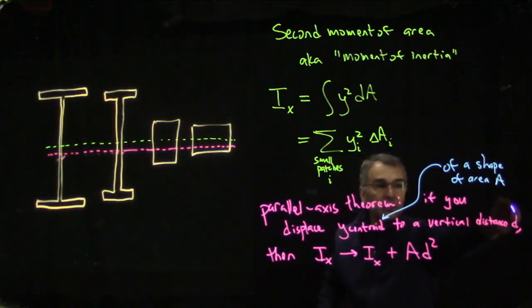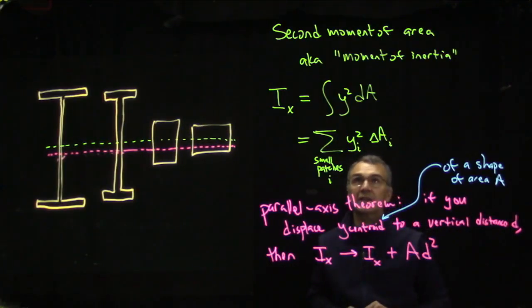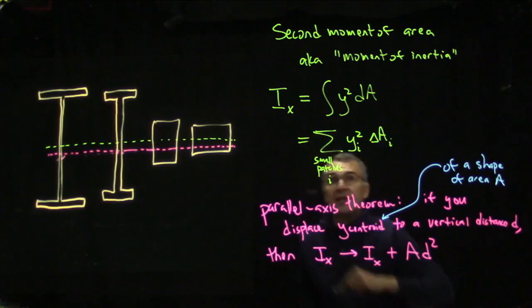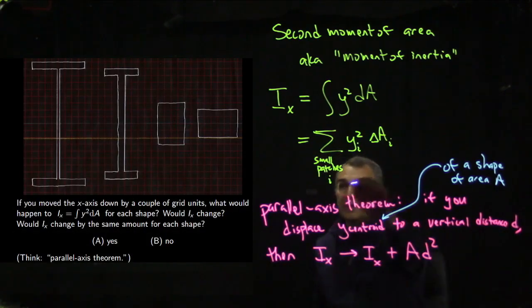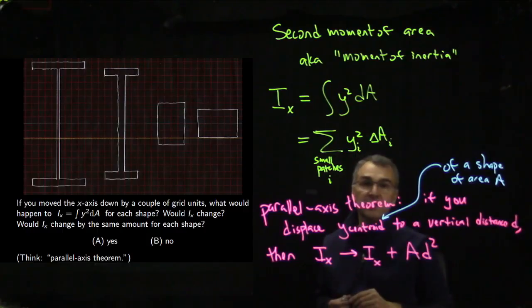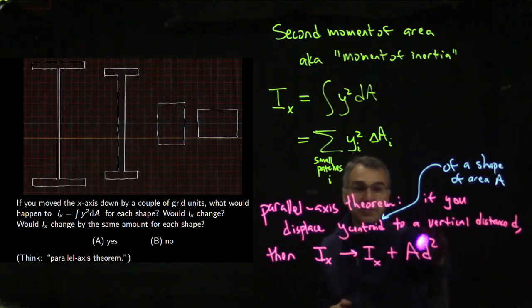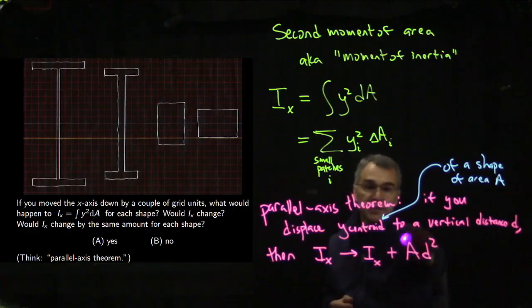So this distance d is only measured vertically if we're calculating the second moment of area with respect to the x-axis, which is what we will always do for beams. For all four of these shapes, the area is the same. We contrived to make the area the same, and we displaced them all by the same distance d, which was 2 units. So we're increasing the second moment of area by 24 square units times 2 units, the quantity squared.